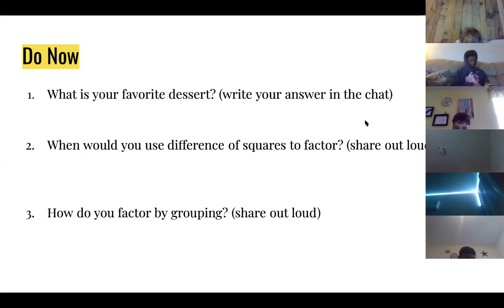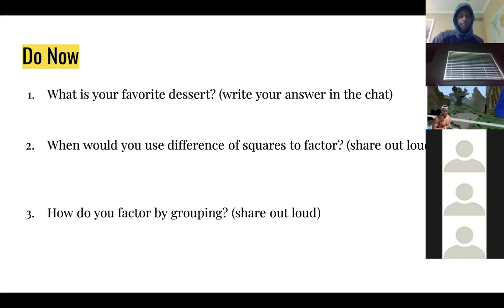I'm not sure. Is it square root? You need a perfect square. Yep, you need two perfect squares. And what does difference mean? Difference means minus, right? Yeah. So you need to have a minus sign. So you have to have two terms, you need to have perfect squares, and you need to have a minus sign. So three conditions. Does that make sense, Jonathan? Yeah. Cool.